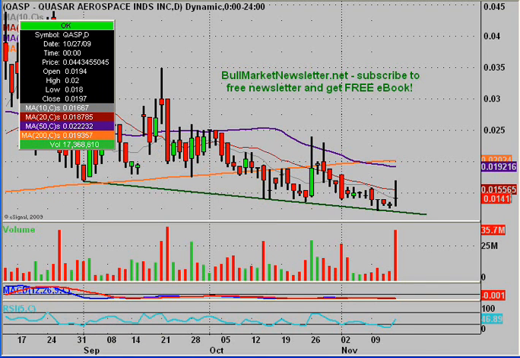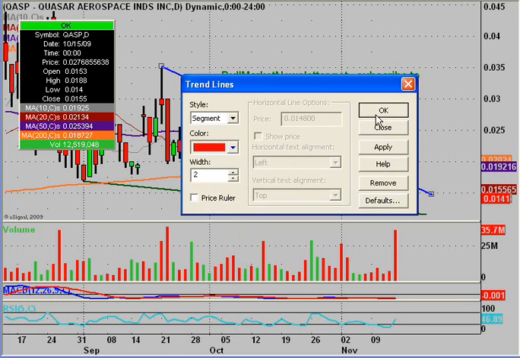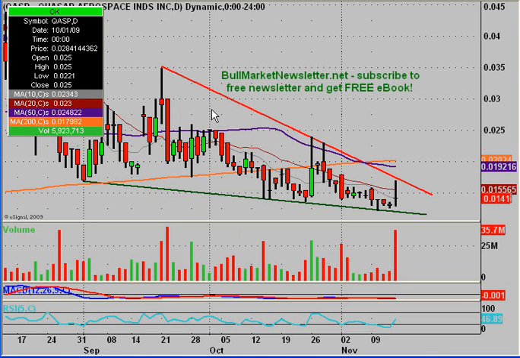Now the other line that needs to be drawn is simply the resistance line, and that one will be just like that. As you can see, it acted as resistance at these two spots, and today the price came up and got bounced off it once again. Because this is the resistance line, I'll change this to red, and what we have here is a falling wedge. If you Google falling wedge, you'll see that it is a bullish chart pattern, and it basically looks just like this. This is a very good example of what a falling wedge looks like.